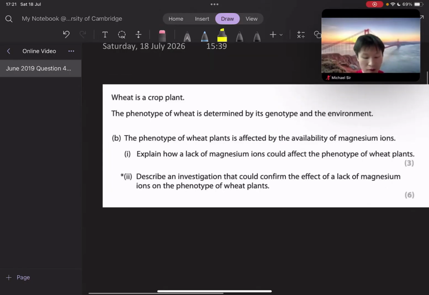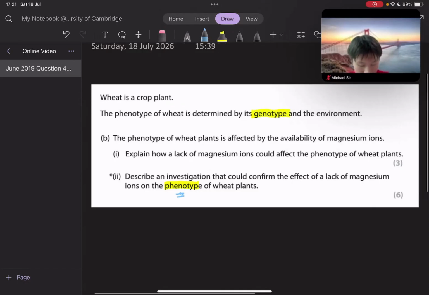So before we do the question, we must define the question first. We must understand what phenotype is and what genotype is. To remind ourselves, phenotype in Chinese is 表型, and genotype is 基因型. Phenotype is the result of the interaction between the genome and the environment, whereas genotype is the result that is governed only by the genome.